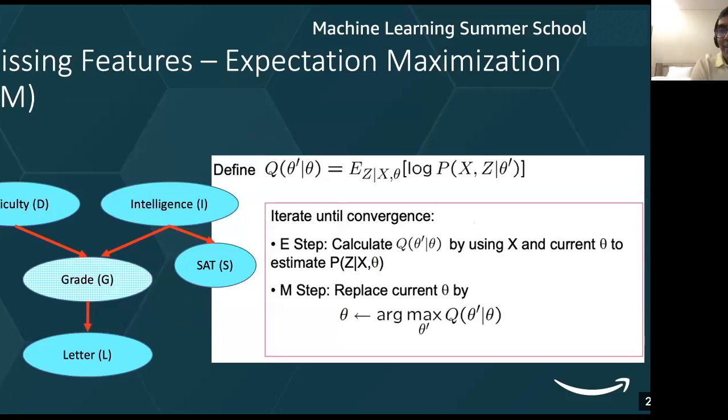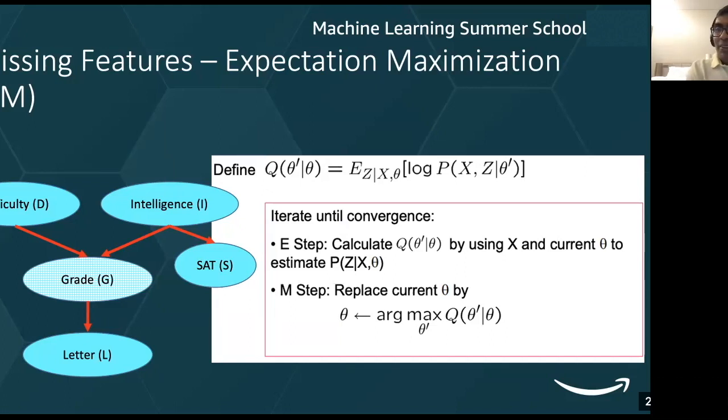So given a parameter set, right? Like I said, let's say you have a training example wherein you have the grade, letter, intelligence, SAT, and so on. You would be able to construct a likelihood for that particular training example, given the set of parameters. But what happens if, let's say, one of those features is missing? For example, let's say a teacher recorded all these values for a particular student, but for some reason forgot to include the grade in the recording. So in this case, the grade becomes a missing feature.